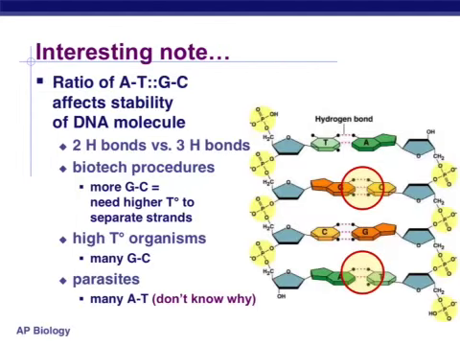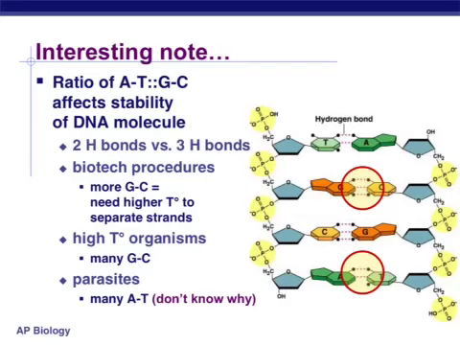Okay, so like you already know, there is a definitive ratio of A to T and C to G, and it affects the stability of your DNA molecule. It depends on how many A's and T's you have, which are two-bonded nitrogen bases, versus how many three-bonded nitrogen bases you have. It is a known fact that the more guanines and cytosines you have, the stronger that molecule tends to be. That makes sense. Three bonds are going to be stronger than two bonds. So when it comes to separating our DNA, we're going to need higher temperatures or lower pHs or something to actually force those bonds to break. So this can be a really good thing.